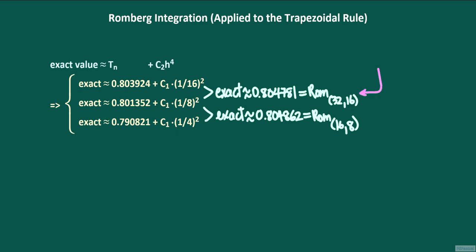From this equation, the exact value of the integral is now supposed to be equal to the estimate Rom sub 32,16, which is 0.804781, plus the error term, which is now C sub 2 times the step size raised to the fourth power. For the value of h, we use the finer step size between T sub 32 and T sub 16, and that is the step size for T sub 32, which is 1 over 16.